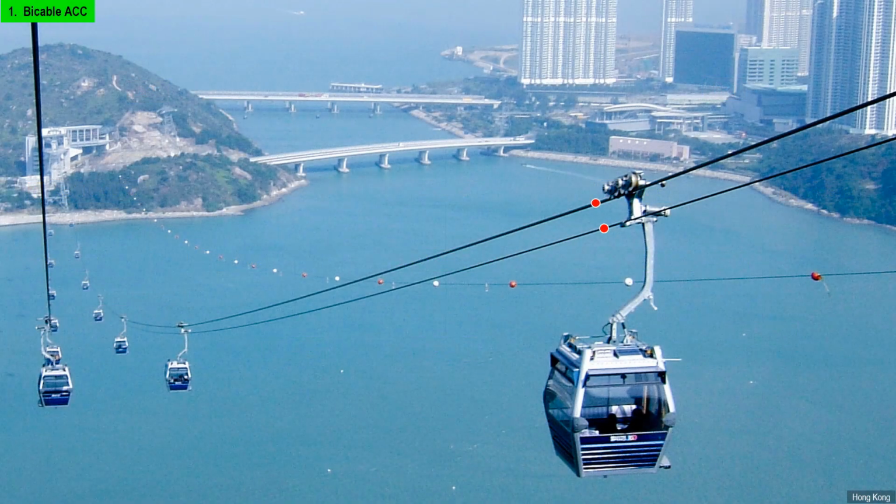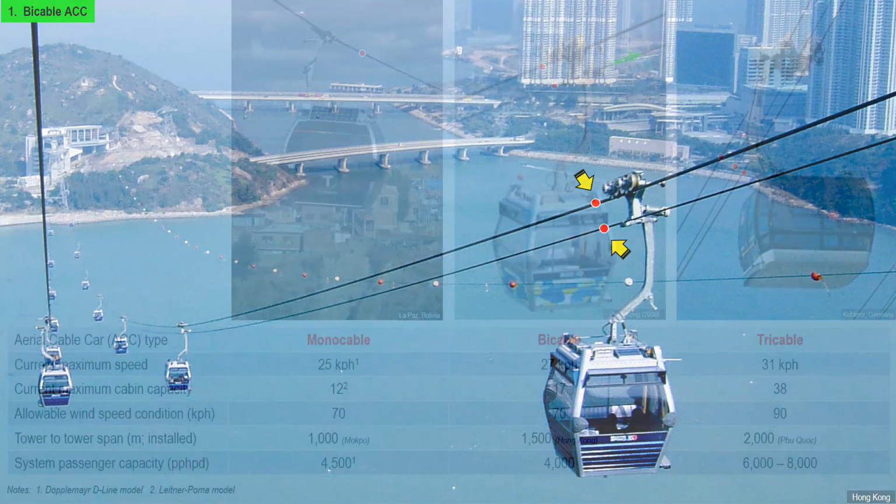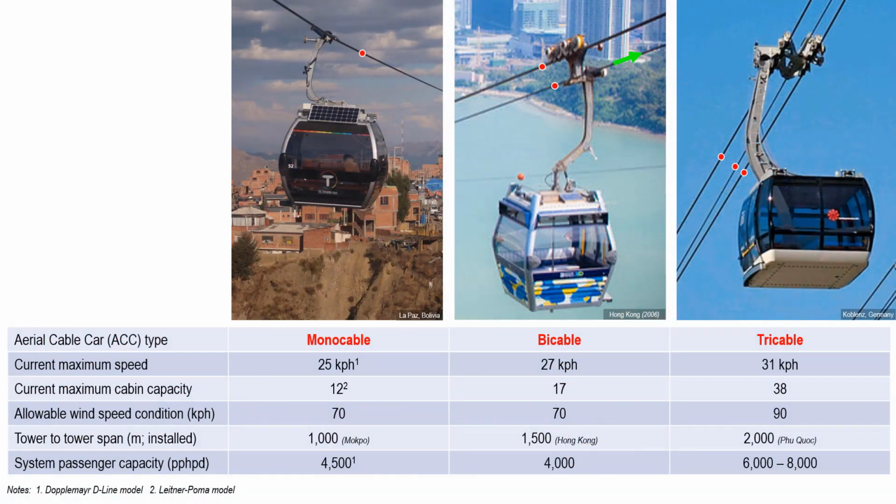A bi-cable is a type of ART that uses 2 cables to support and propel a cabin between 2 stations. This is an example of a bi-cable ART located in Hong Kong. In a bi-cable ART, one cable supports the weight of the cabin. The other cable pulls the cabin towards the destination station. There are very few bi-cable ARTs in the world, especially in the last 30 years, because of the significant improvements in the monocables and tri-cables.